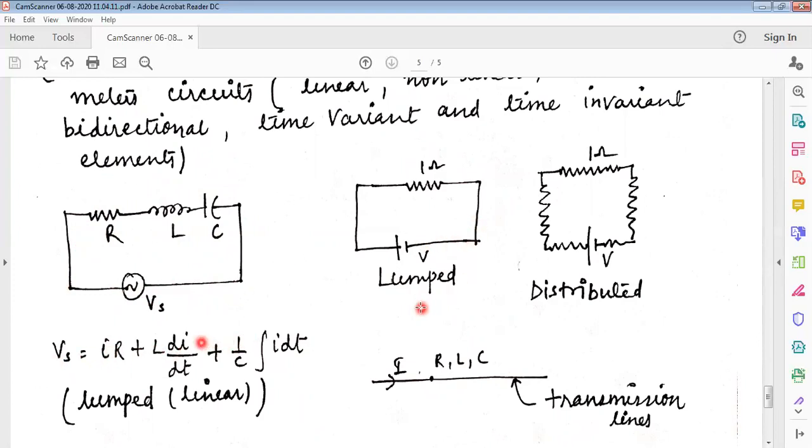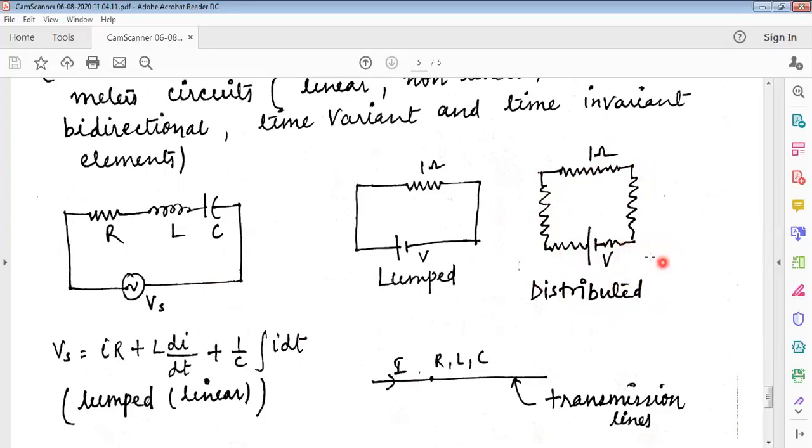And now, let's say here 1 ohm resistance is there. This resistance is present at one point. So this is a lumped circuit. Now let's say a distributed circuit. This 1 ohm resistor is distributed in the full circuit. So you cannot separate it. So if it is not possible to separate electrically, you cannot apply the KVL and KCL. So this is an example of a distributed circuit.